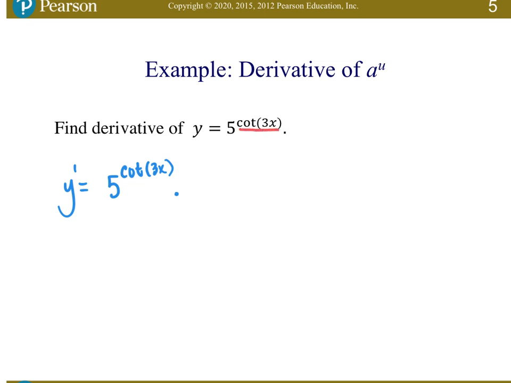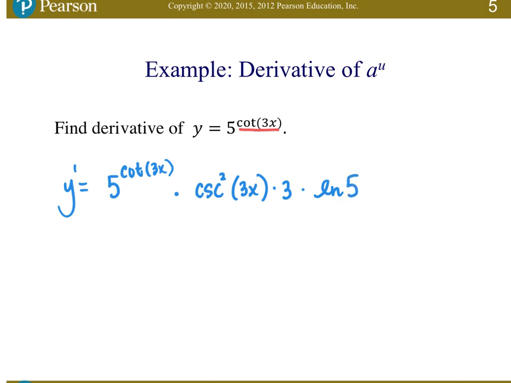So the derivative of that starts with the derivative of cotangent. Okay, remember what the derivative of cotangent is? Cotangent and cosecant. Excuse me, I even got it wrong. The derivative of cotangent is cosecant squared. And now I leave the inside alone. Then the derivative of that parentheses, which is 3. And then the natural log of the number 5.